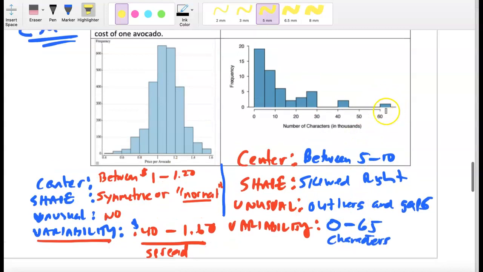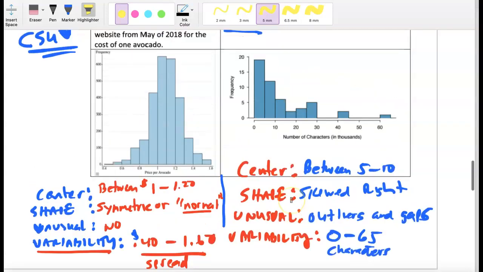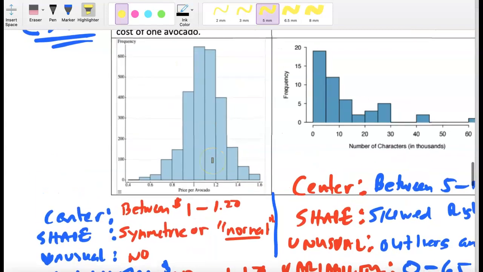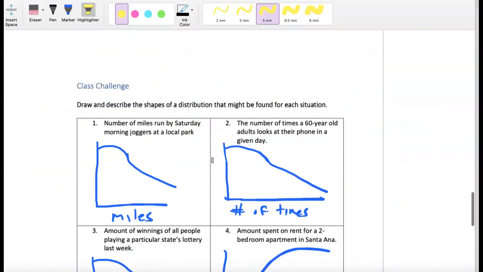Shape, looks like we have some outliers here, not necessarily here, right? Variability means how much spread, how spread out. So in this case, it's from 0 to 60. Here it's from 0.4 to 1.6 if you zoom in or look at your notes there. So something to keep in mind.